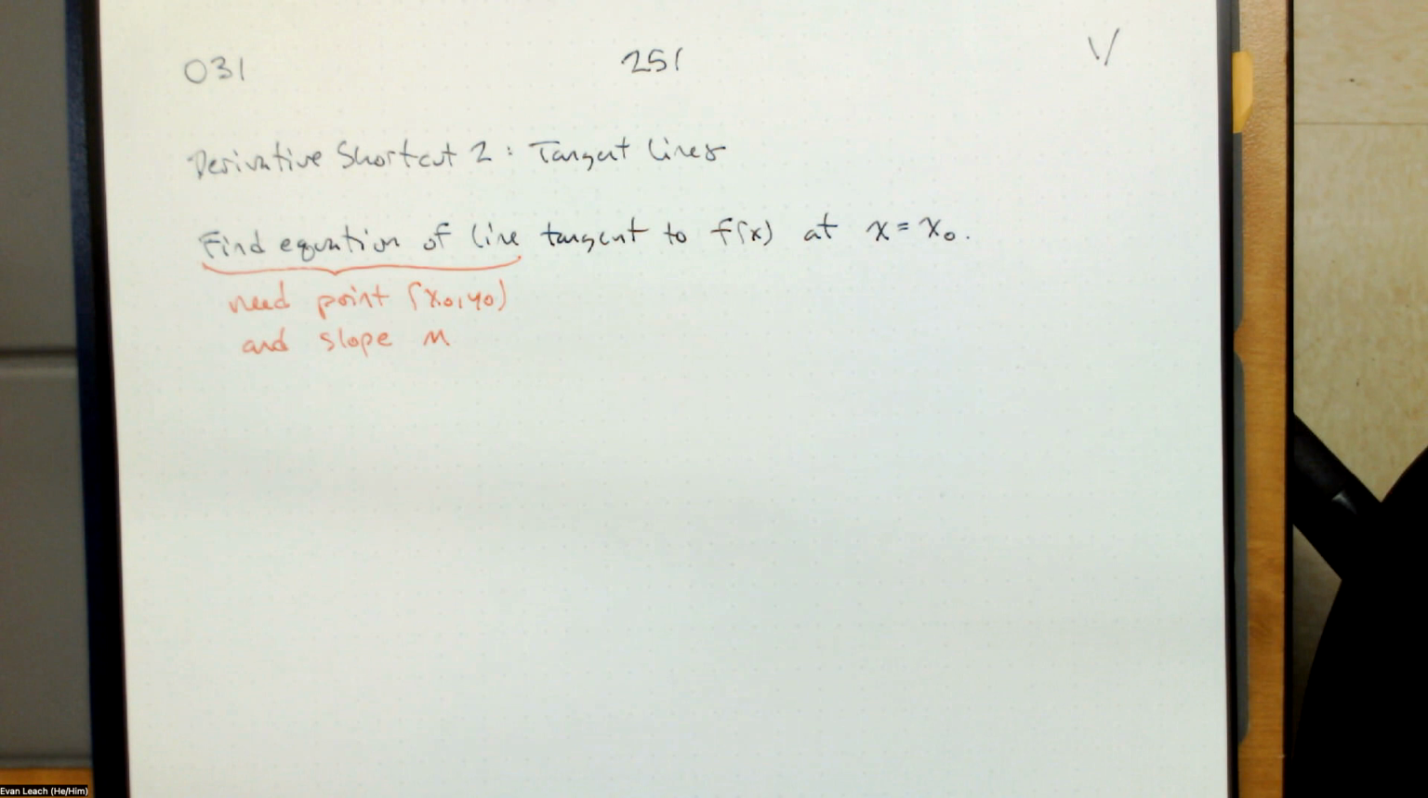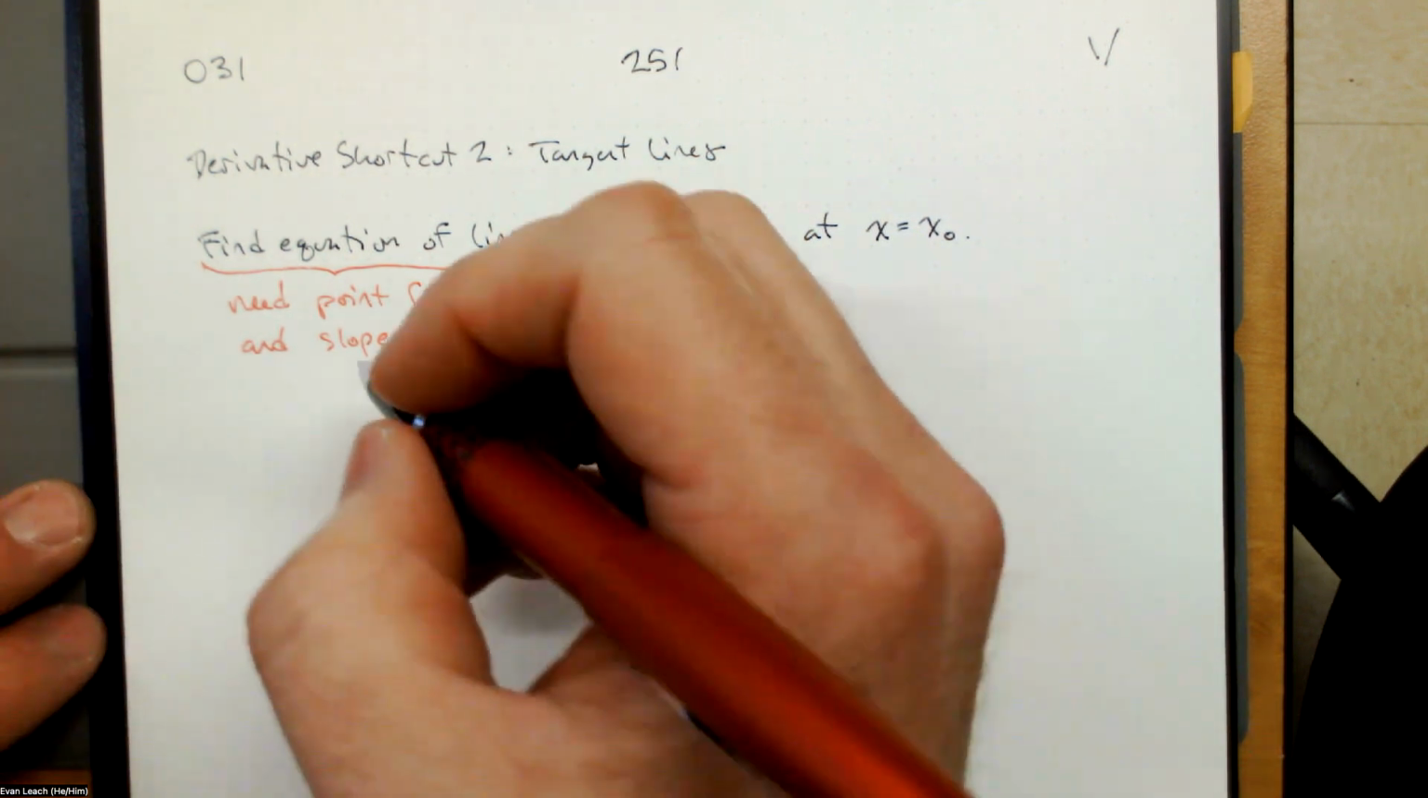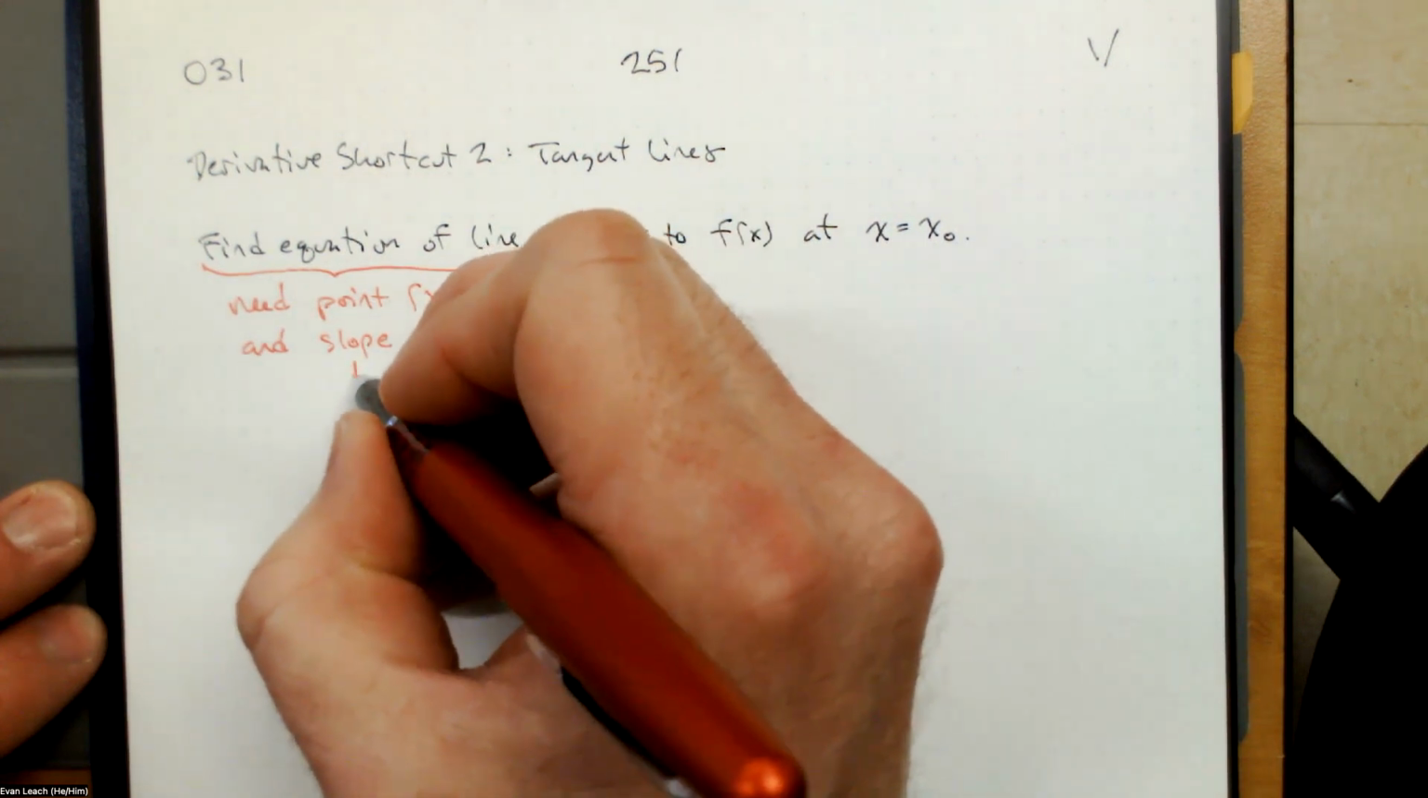We need a point, x naught, y naught, and a slope, m. We could also find, if we have a point where x naught is 0, then we'll have the y-intercept b. But in general, we'll have a point x naught, y naught, and a slope m. Once we have those two things, we can put them together into the point slope equation of a line.